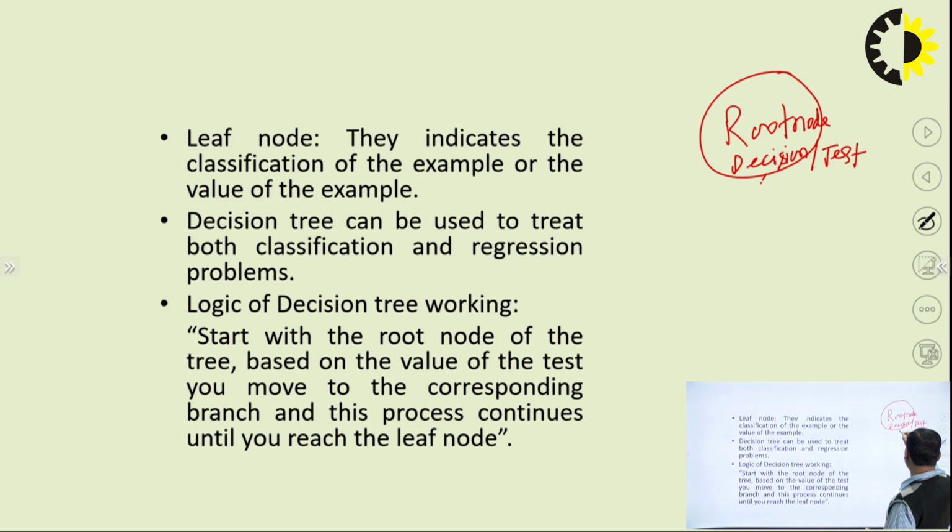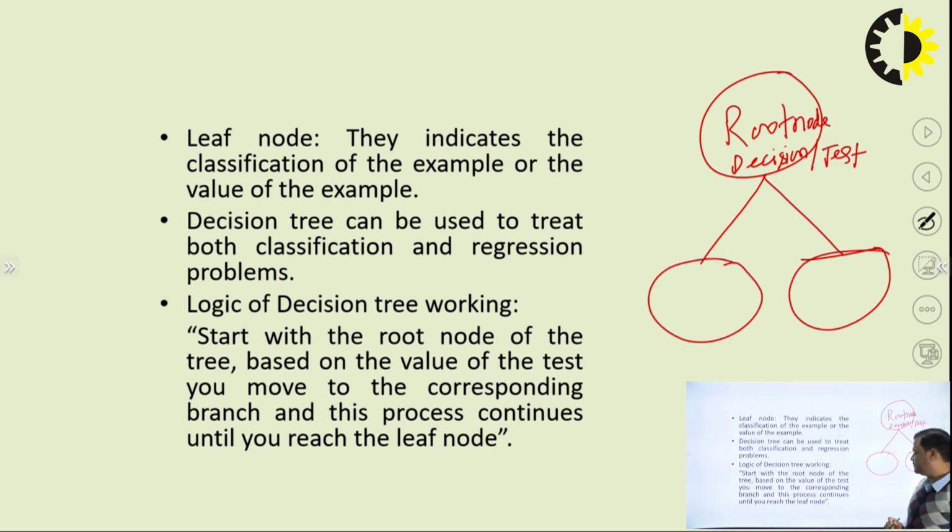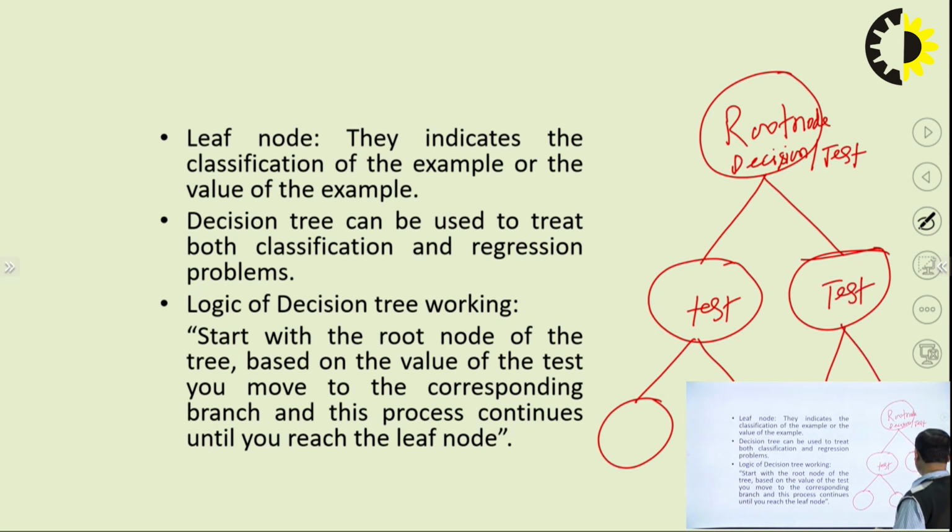On the basis of the decision or test, it has further classification, so sub-branching should be there. If there is again some test, then again the test will be performed, and there is further classification of the tree. If there is no further branching, this is said to be the leaf node, and this leaf node doesn't have any further classification, that's why it is called the leaf node.